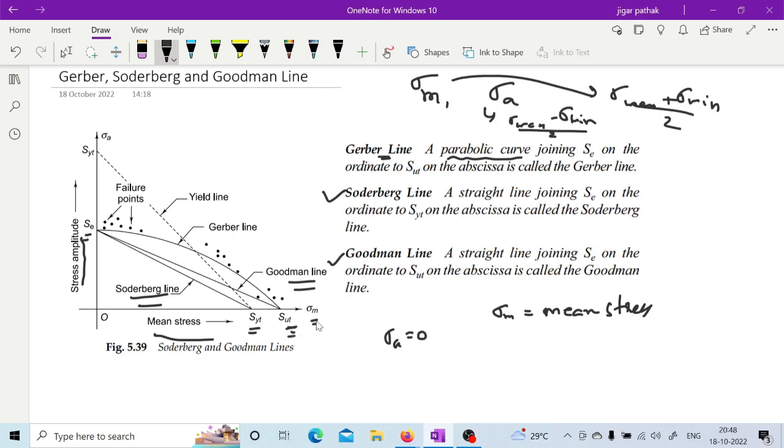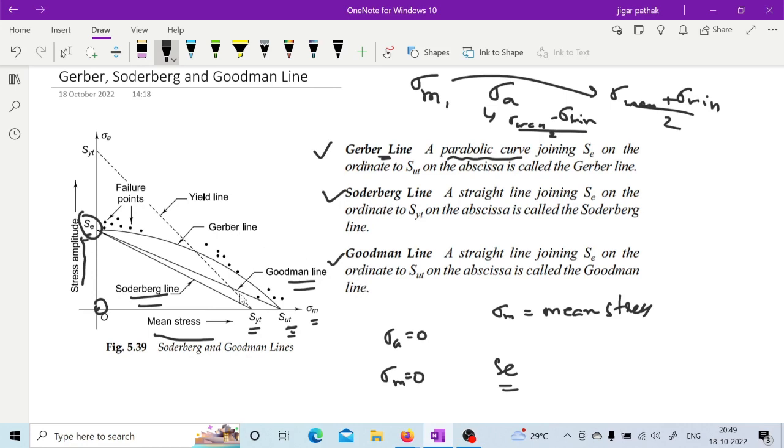Now when the mean stress is 0, we are considering the endurance strength, because it is completely reversed stress in that case. So cyclic stresses are there. So when sigma m is 0, we are considering it as fatigue stress, or the endurance limit we are considering as failure.